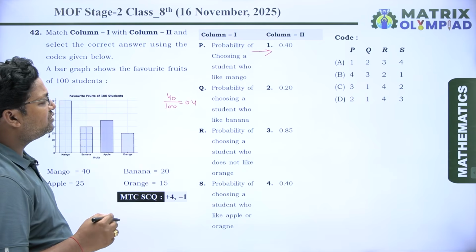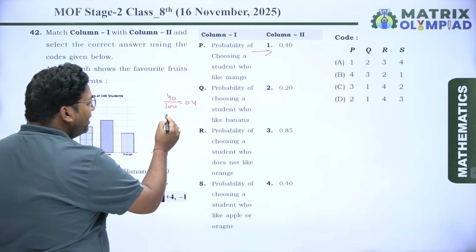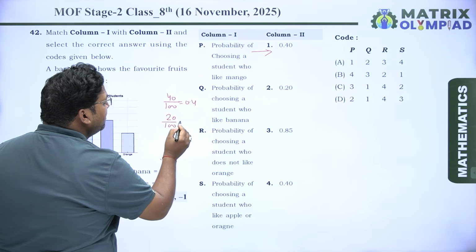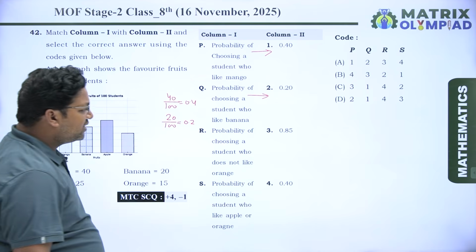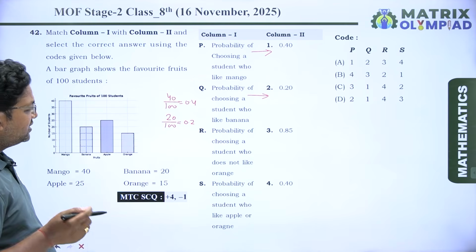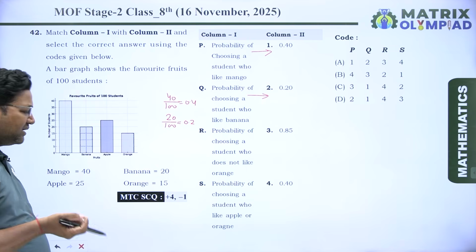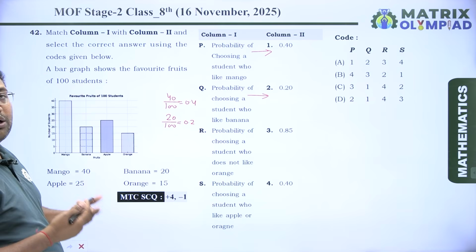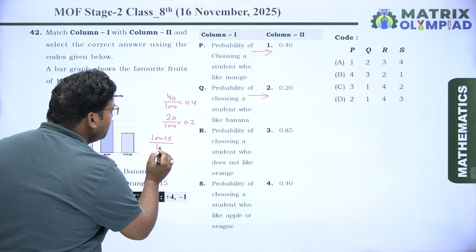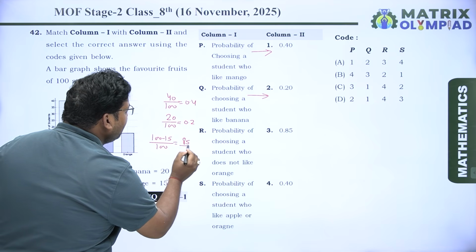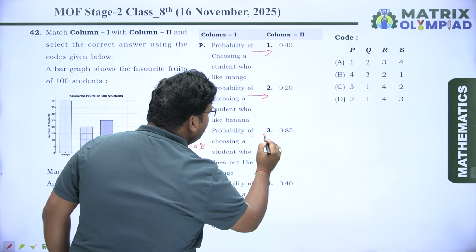Second is the probability of choosing a student who likes banana. Here you can see the number of students who like banana is 20. So it is 20 by 100, which is equal to 0.2. So for Q, second one is true. Third is the probability of choosing a student who does not like orange. The number of students who like orange is 15. So the number of students who do not like orange is 100 minus 15, upon total students 100. So it becomes 85 upon 100, which is equal to 0.85. So for R, third one is true.